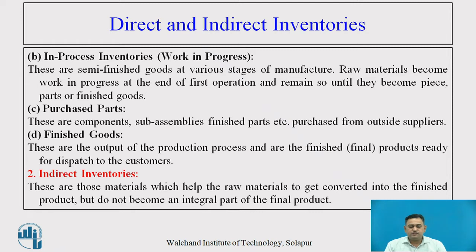They have an important role in the overall manufacturing of the product, or the end stage of the finished product, but they are not directly related to the overall finished product. Such kinds of inventories are the indirect inventories.